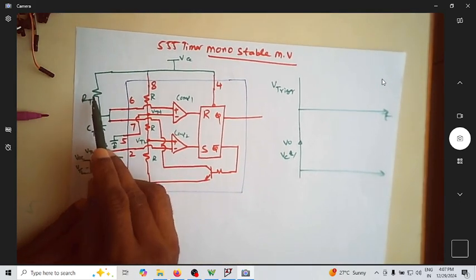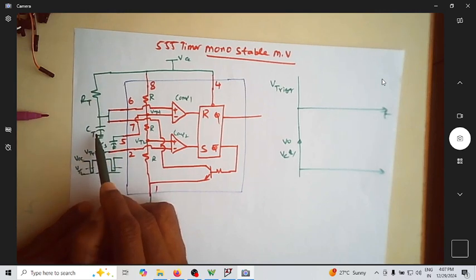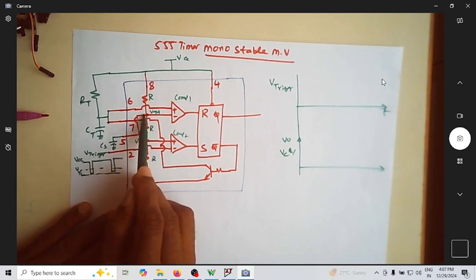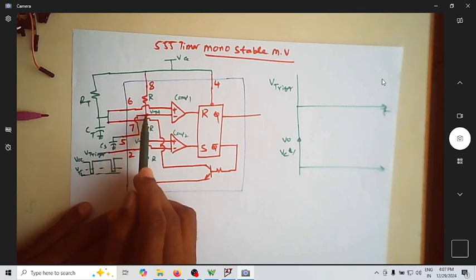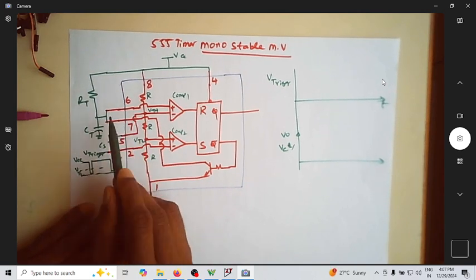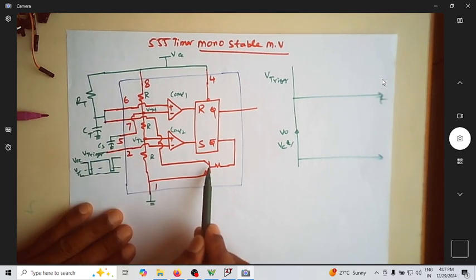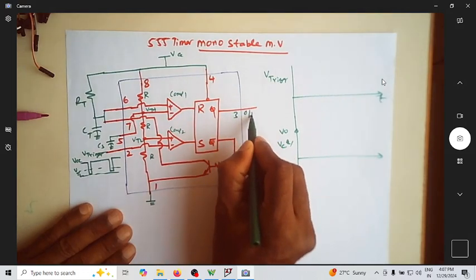You can see I have a resistor RT here, and this is my capacitor CT. So we know that this is my pin number 5, which is kept at 2/3 VCC, that is VTH, and I'm shorting 6 and 7. You can see this is pin number 6, which is your threshold voltage. Pin number 7 is discharge, which is connected to the transistor. And of course, this is pin number 3, which is the output.